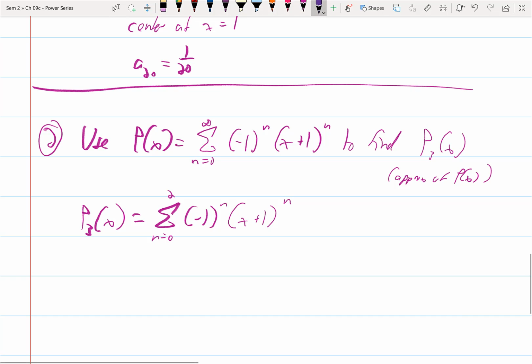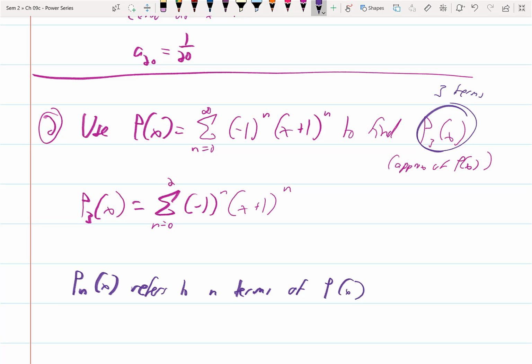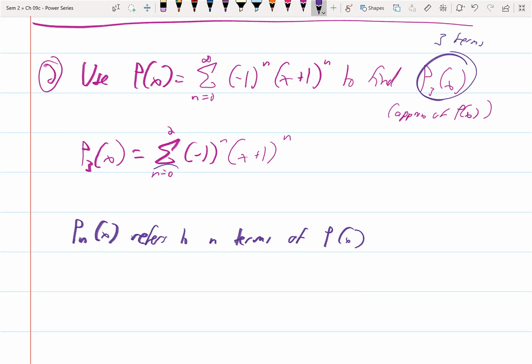So in this case, again, I'm going to use p sub 3 to mean 3 terms. Since we're starting at 0, I'm setting that my 0th term represents 1 term, and we're going to say that p sub n of x refers to n terms of p of x. So p sub 3 starts from n equals 0, goes to 2, because I want to have 3 total terms. So let's get back to this.